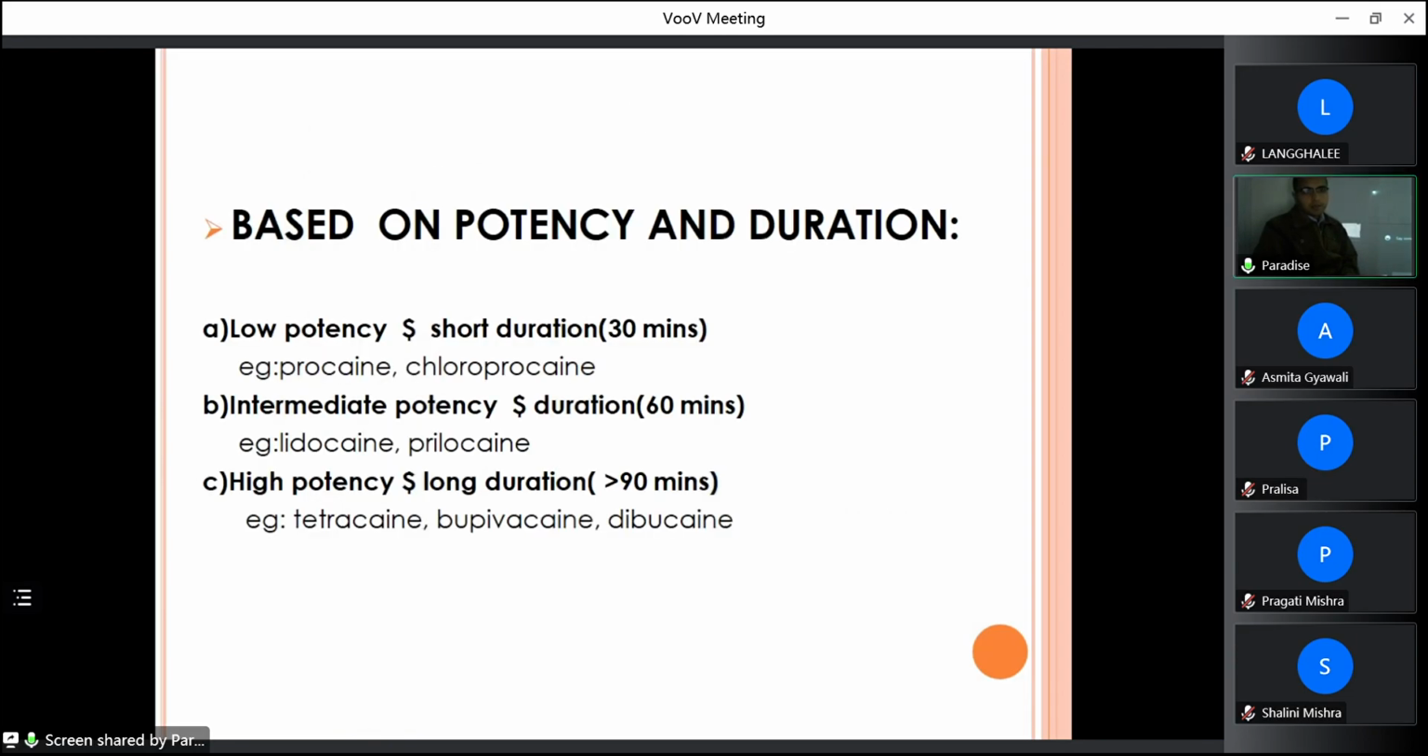Under classification based on potency and duration: if there is low potency and short duration, it acts only for 30 minutes. Examples are procaine and chloroprocaine. Intermediate potency and duration, its duration of action is 60 minutes in pulp. Examples are lidocaine and prilocaine. And there is high potency and long duration, it works for more than 90 minutes. They are tetracaine, bupivacaine, and etidocaine.